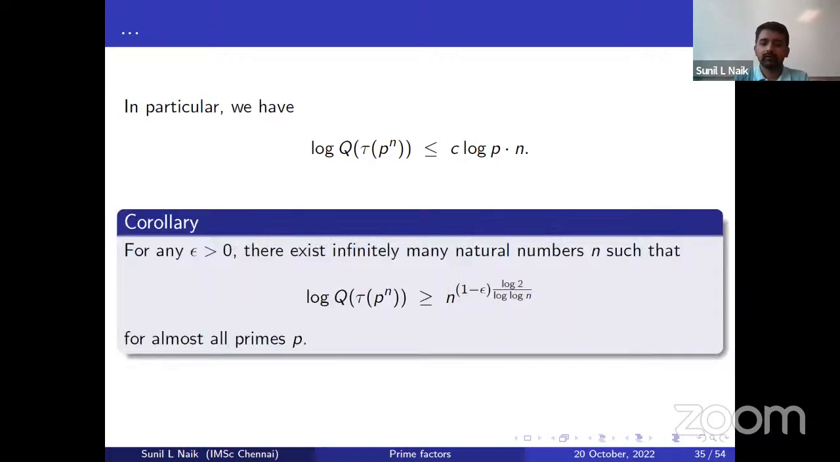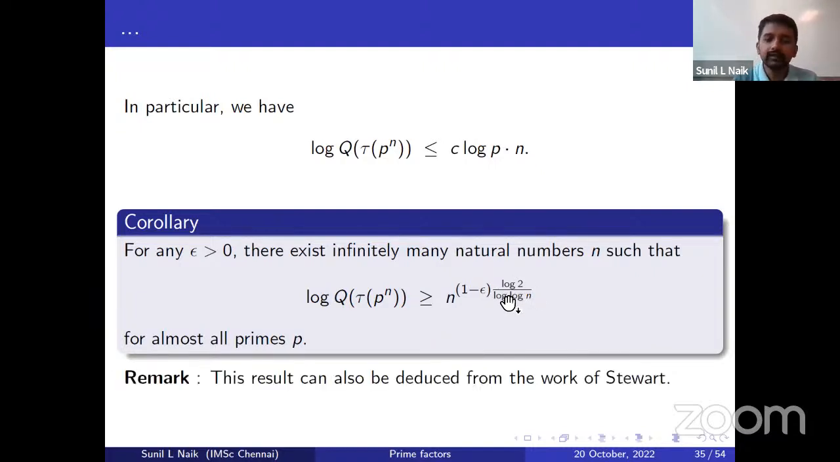As a consequence of our bounds on the number of prime factors of tau(p^n), we prove that given any epsilon positive, there exist infinitely many natural numbers n such that the log of the radical of tau(p^n) is greater than or equal to n^(1 minus epsilon) times log 2 divided by log n for almost all primes p. Note that here in the upper bound the power of n is equal to 1. Here we have the lower bound with power equal to log 2 by log n, which is little o of 1. This result can also be deduced from the work of Stewart on the radical of Lucas sequences.